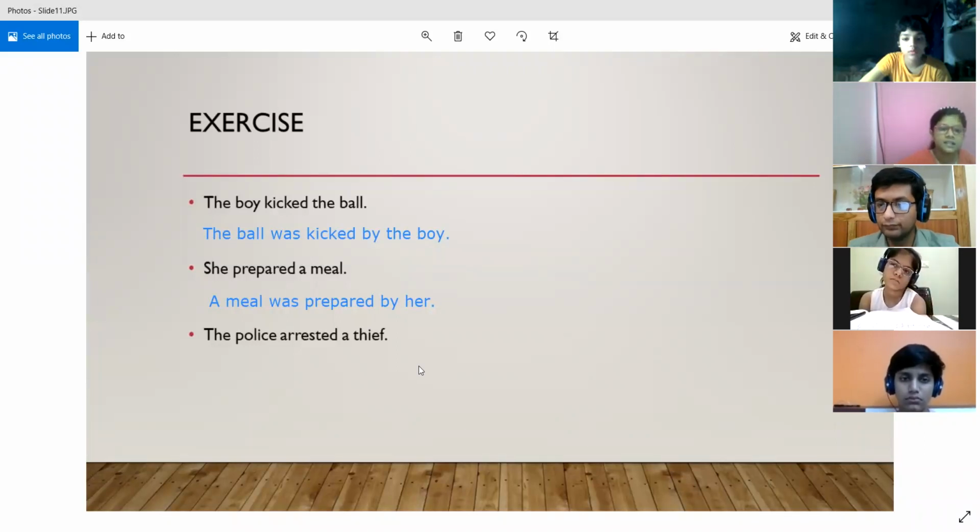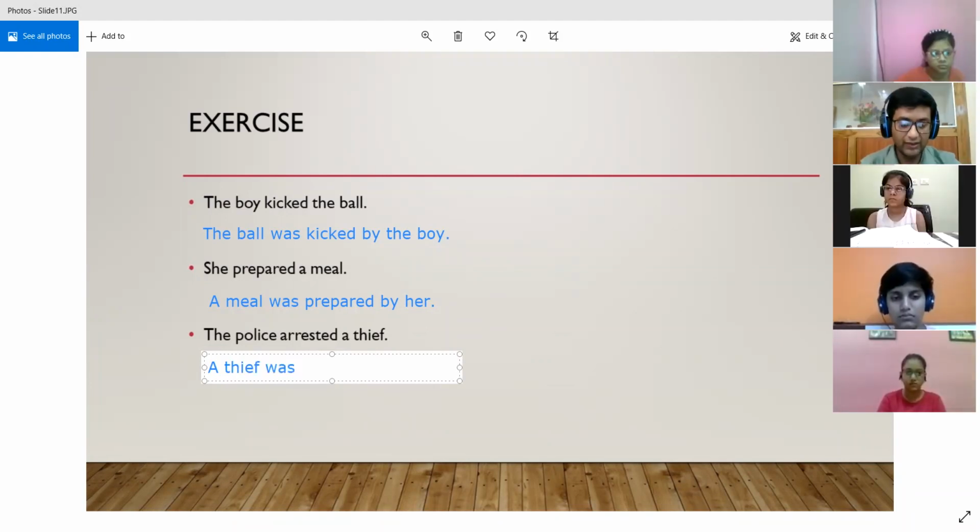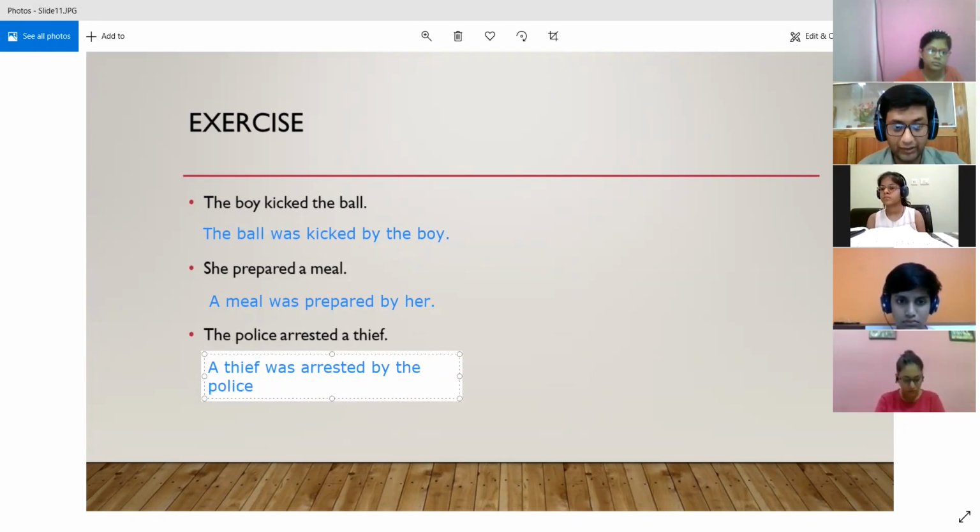The sentence is in simple past. Yes, correct. A thief was arrested by the police. Yes. Again, since we are talking about only a single thief, so we are going to use was, and then the third form of the verb arrest is arrested. So we are using the third form also. A thief was arrested. Then we are using the preposition by, and then we are placing the object, the police. So a thief was arrested by the police. All right, so this completes our exercise.